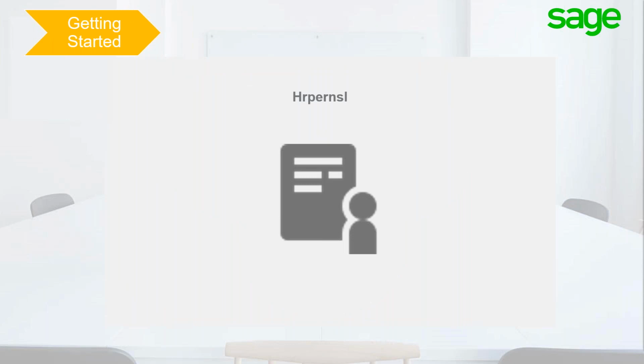Today, I'll be using a blank report to pull fields from HR Personnel, which is our master HR table. So let's go ahead and get started. I'd like everyone to turn to page 4 in the handout. I'm going to bring up my image with Sage HRMS installed.